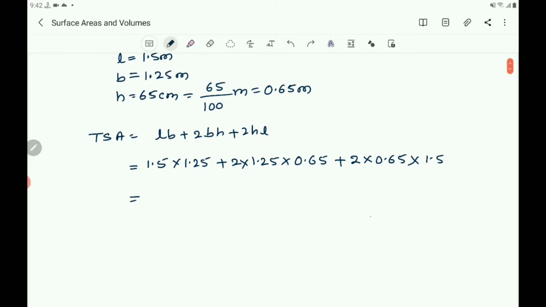So you take 125 into 15. 15 times 5 is 75. 15 times 2 is 30, 30 plus 7, 37. And 15 times 1 is 15, 15 plus 3, 18. Then 3 digits we have to take after the decimal point. Then it becomes 1.875. You got the product of these two as 1.875.